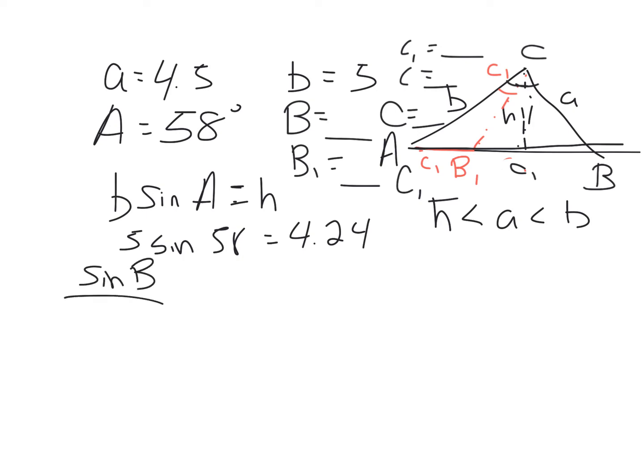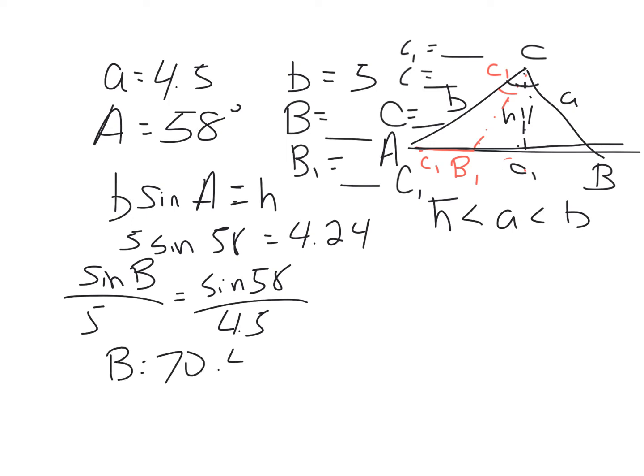Sine of capital B over 5 equals sine of 58 over 4.5. For the sake of space and time, I'm going to trust that you can cross multiply and figure that one out, and that answer will be approximately 70.4. We're rounding to one decimal place now. So next, we can find capital C real easily because 180 minus those values will get you 51.6 degrees.